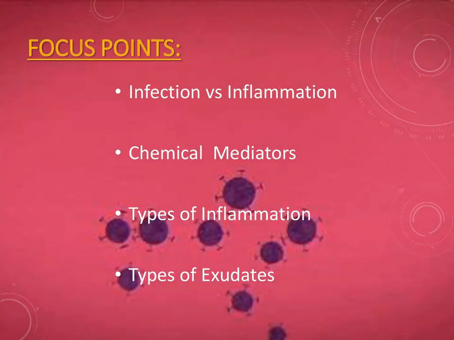Focus points for this module. First, we will be differentiating what is infection and inflammation. Second, we'll be discussing the different chemical mediators which affect the inflammation and infection process. Next, the types of inflammation, infection, and exudates.